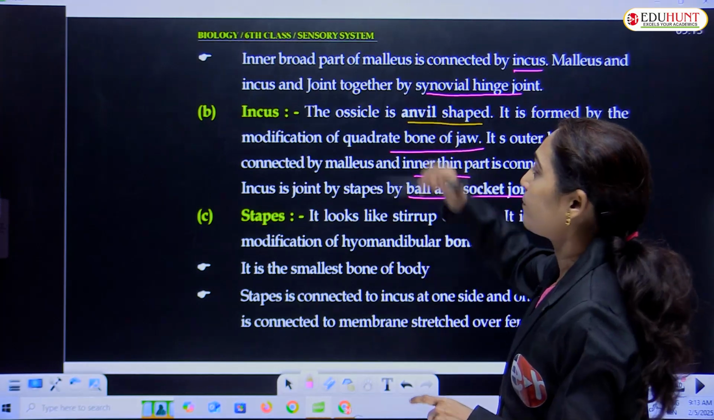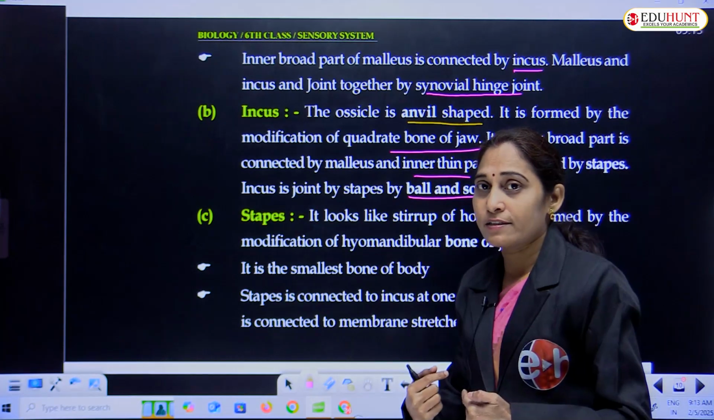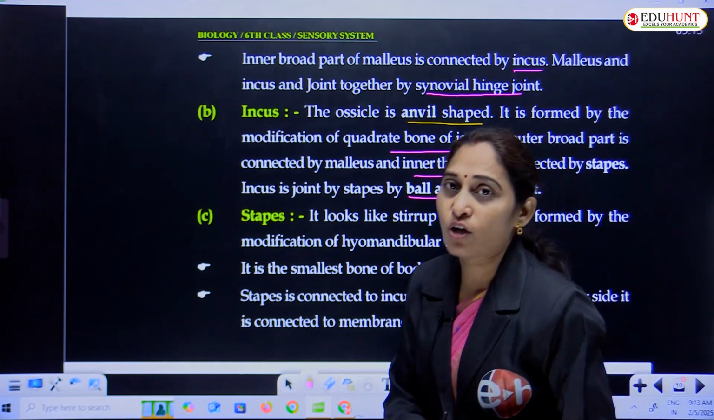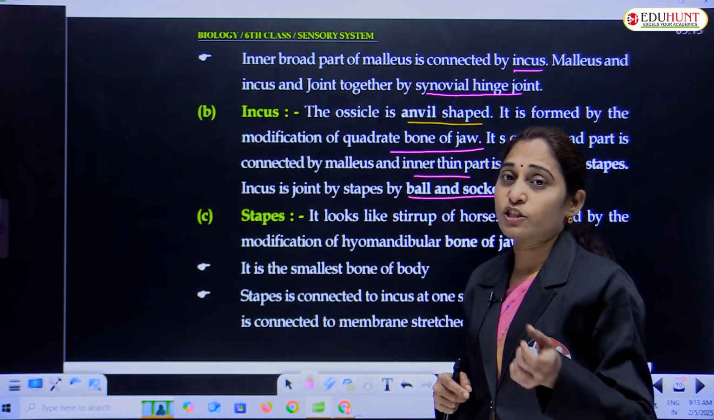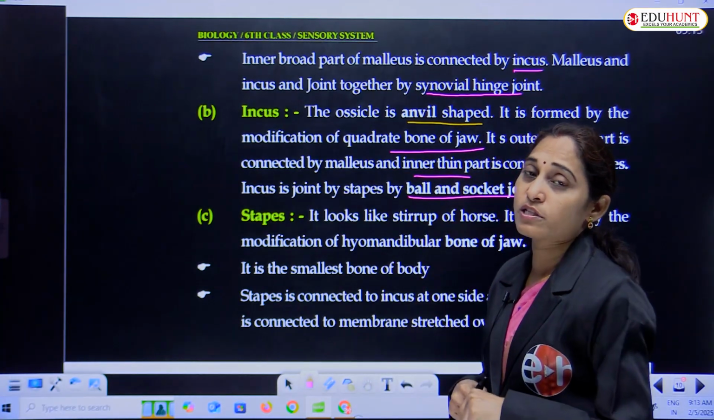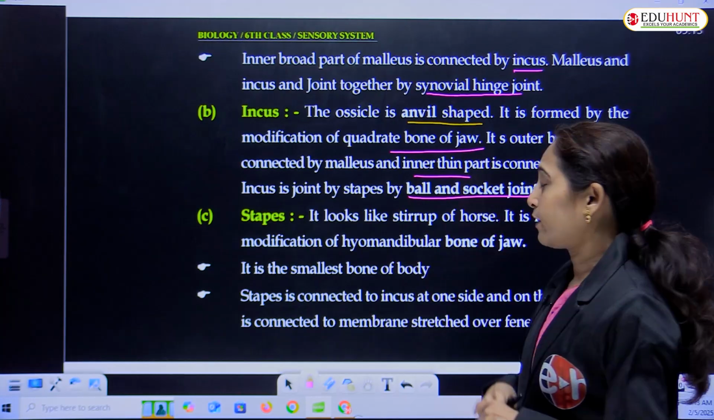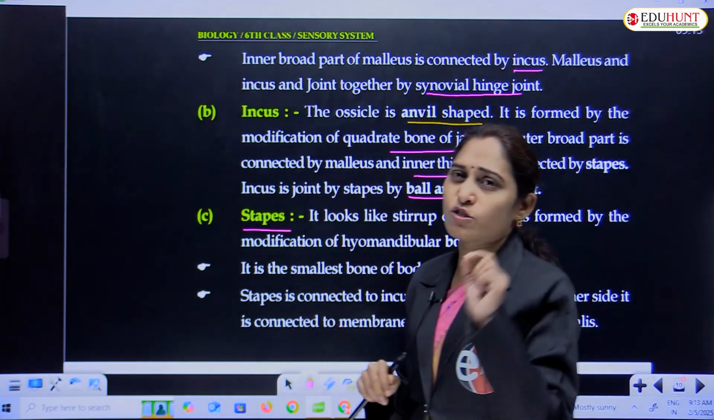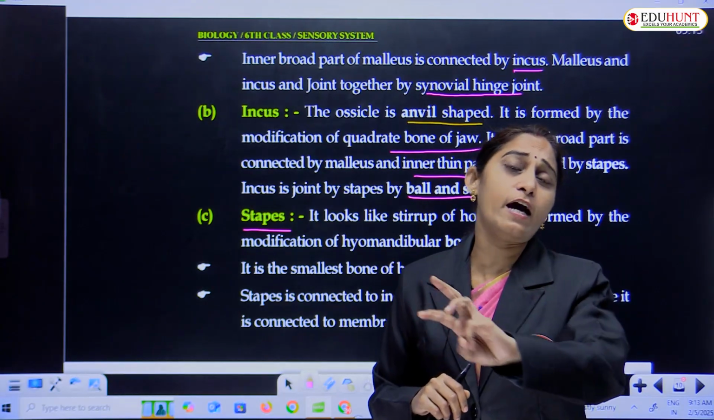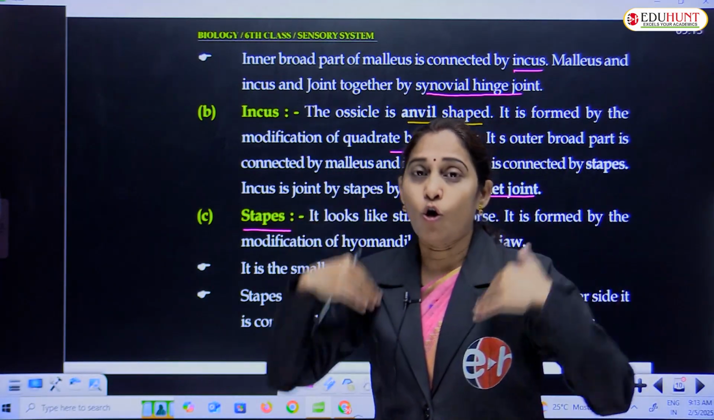And the joint between malleus and incus is the synovial joint. It is the second bone. The connection between the second and third bones is a ball and socket joint, and the third bone is stapes, which is the smallest bone, not only among the three but in the whole body.